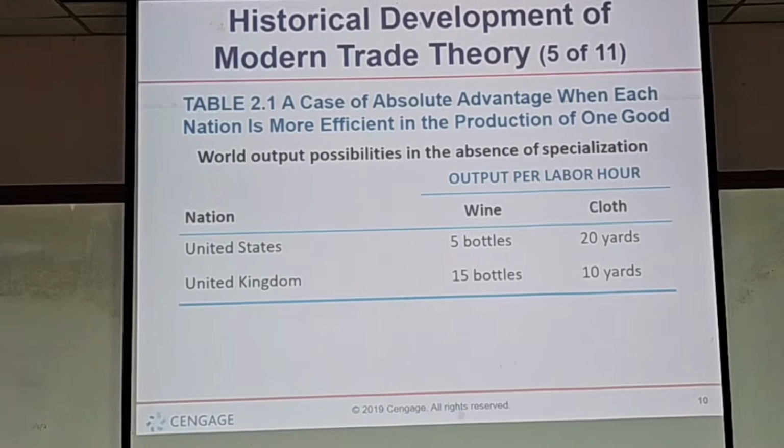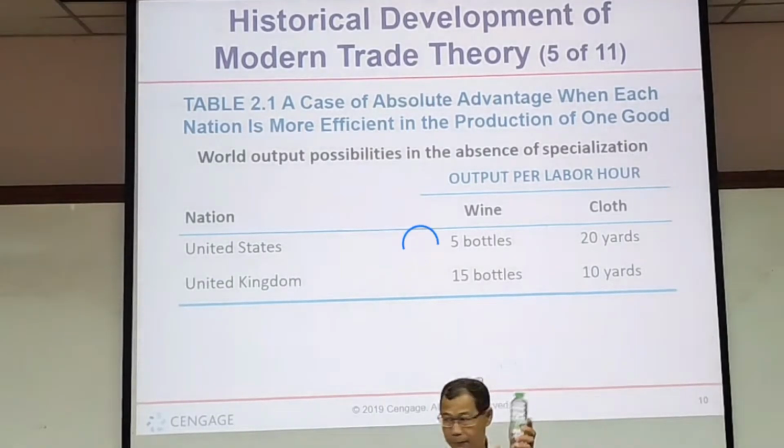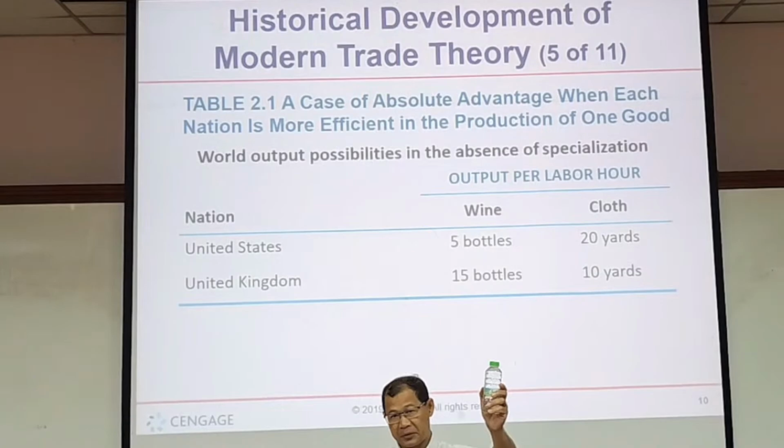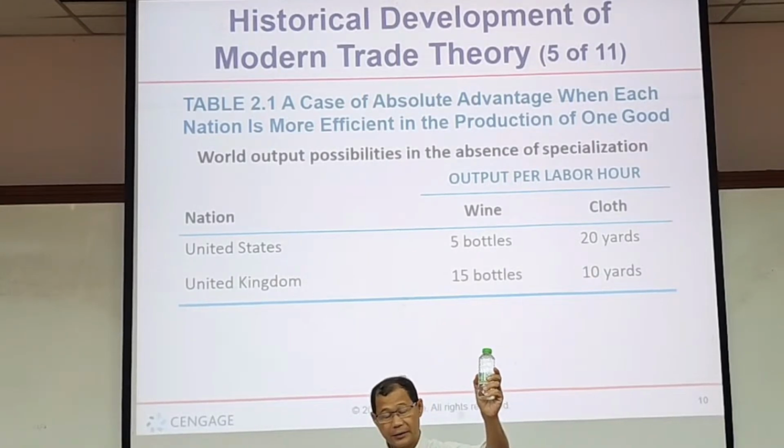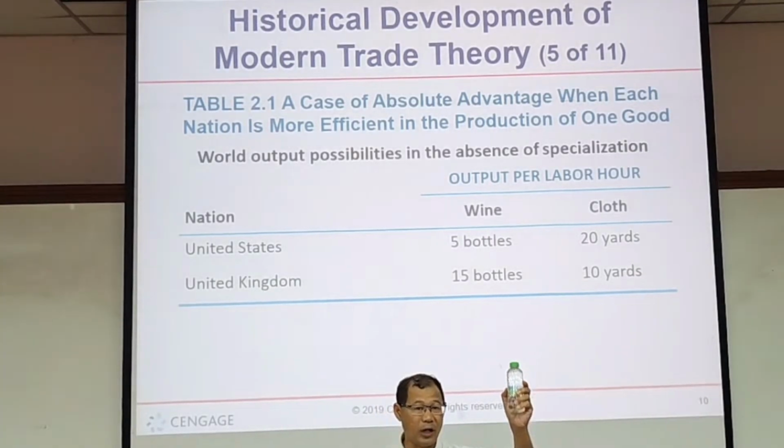Given one item to produce, which country will use less labor? One item to produce, country A, country B. Which country will use less labor in this product? Country A uses 4 for this product X. Country B uses 5. Country A is more efficient in the production of this product X.